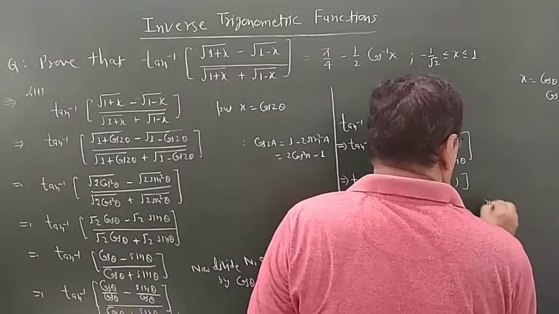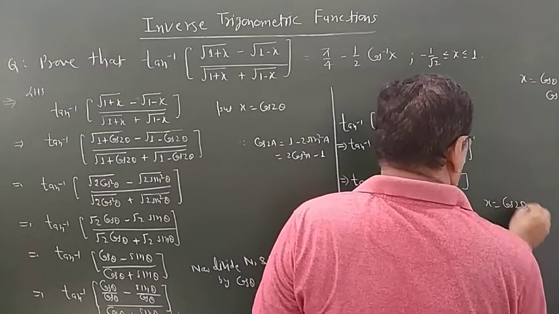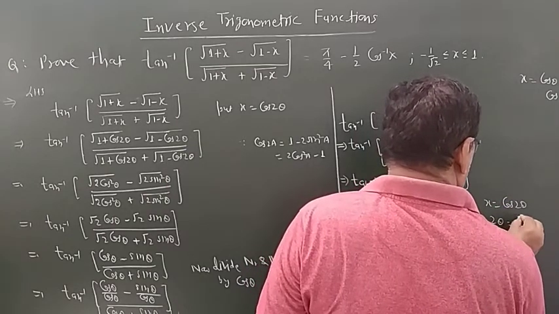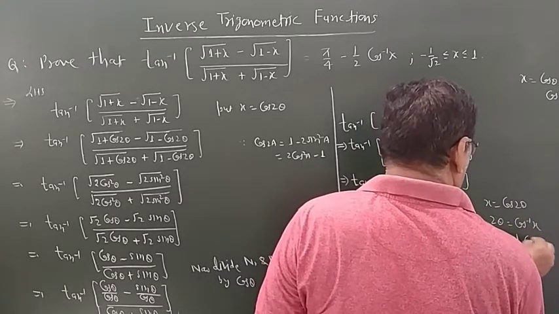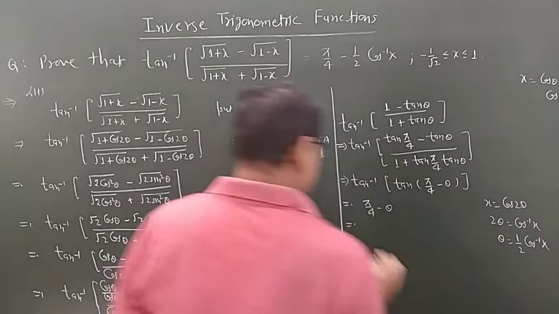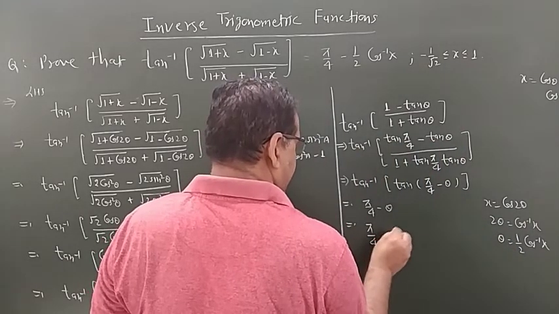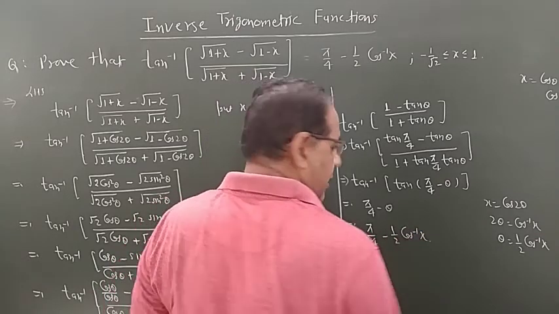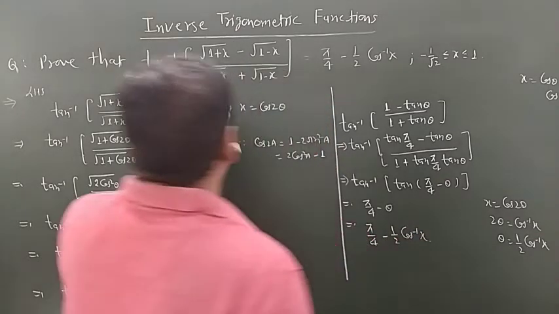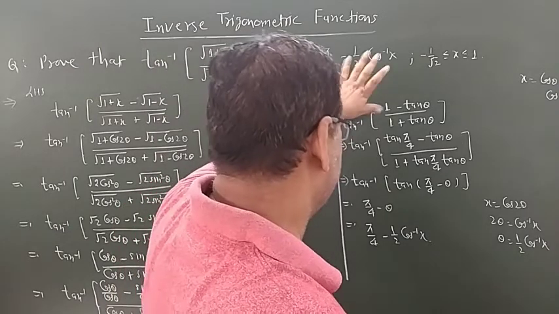Here x equals cos 2 theta, so 2 theta equals cos inverse x. So theta equals 1 upon 2 cos inverse x. So pi upon 4 minus 1 upon 2 cos inverse x. So this is the right hand side of your question.